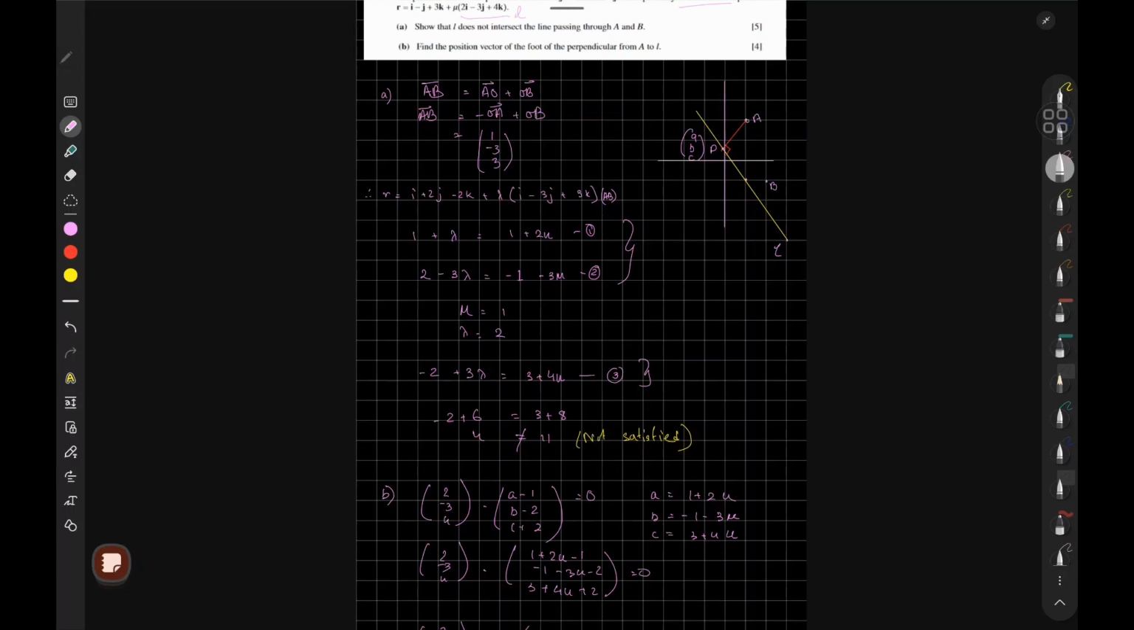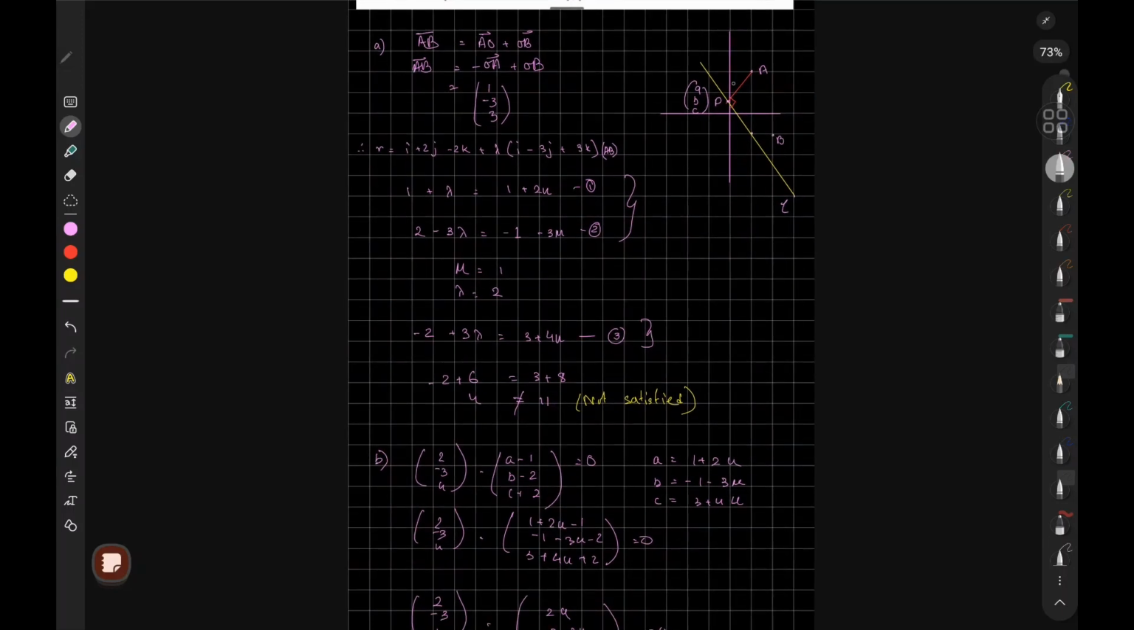What is not known to you is the vector PA. But you can find out PA. How do you find that out? Basically, you subtract vector A from vector P. That is how you find out the vector for PA.